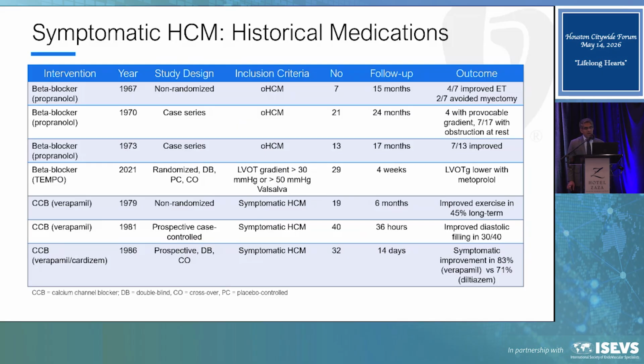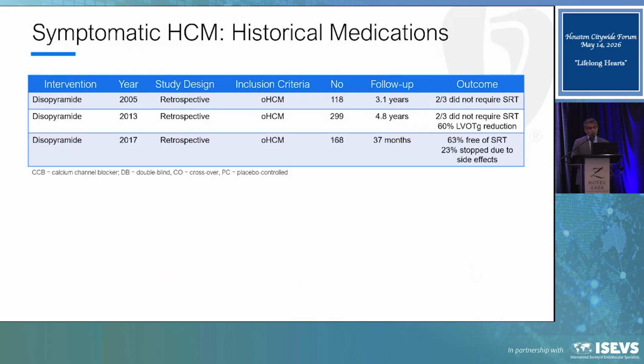If we look at symptomatic HCM and the historical medications, there's been a paucity of data on these medications that we use. We've got beta blockers, and if we look at all the trials, there's a very small number of patients and non-randomized case series. The only randomized double-blind placebo-controlled crossover trial was the TEMPO trial, which had about 29 patients, published in 2021. In these patients, the LVOT gradient was lower with metoprolol. Similarly, calcium channel blockers have limited data on their effectiveness for HCM, but we've all been using these therapies for multiple years.